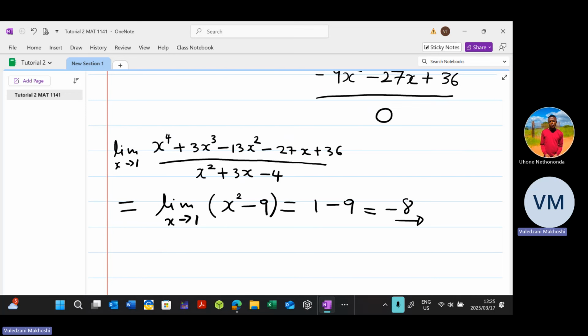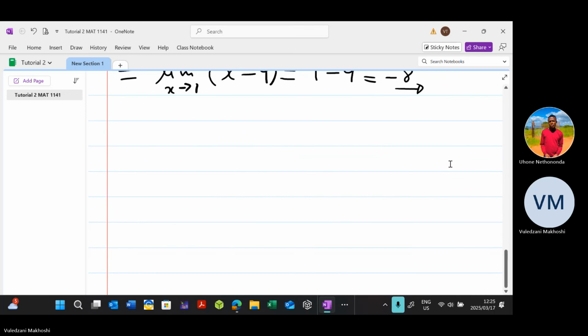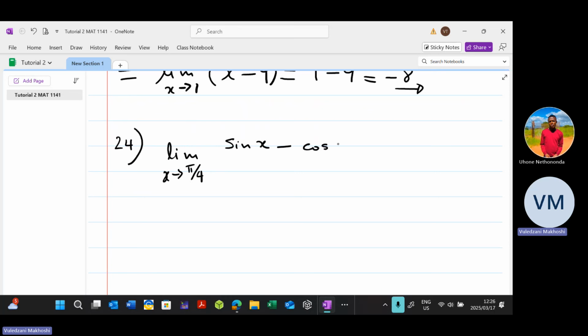So maybe the last one here will be number 24, which is the limit as x is approaching pi over 4 of the sine of x minus the cosine of x, divided by the tangent of x minus 1, like that.